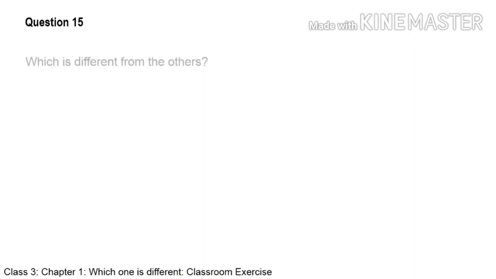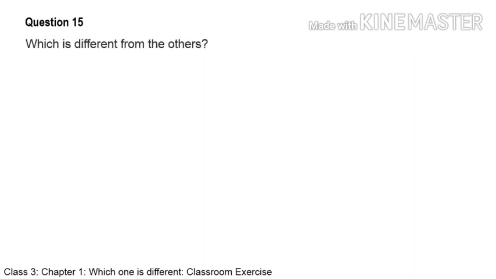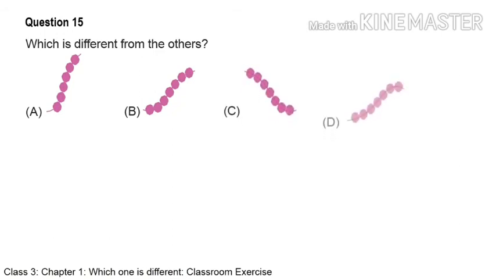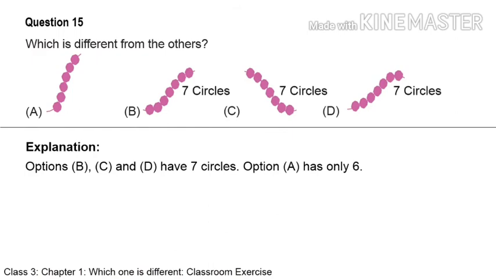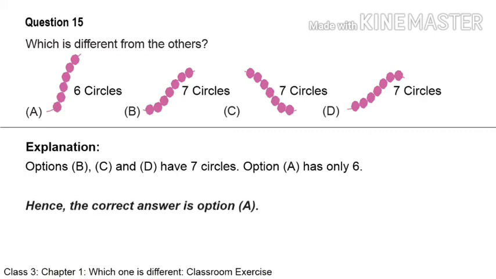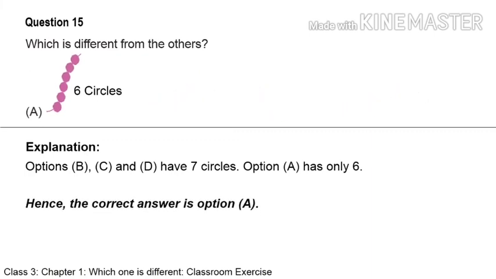Do you find any difference between the given options? We have option A, B, C, D. Yes, option B, C and D have 7 circles, while option A has only 6 circles. Hence, the correct answer is option A.